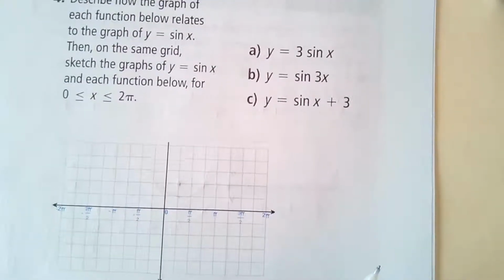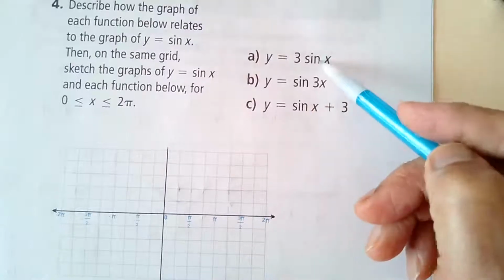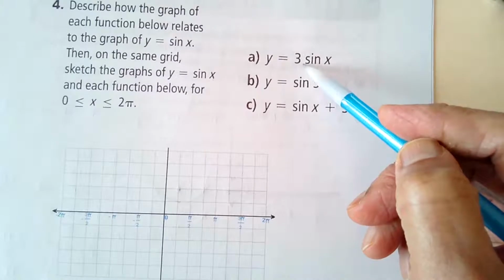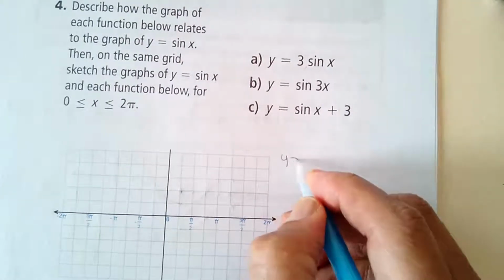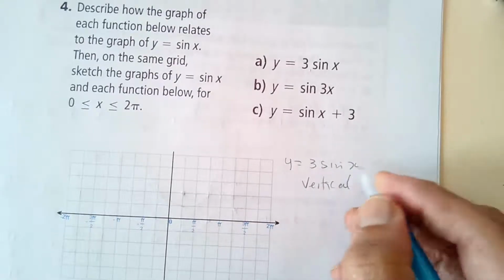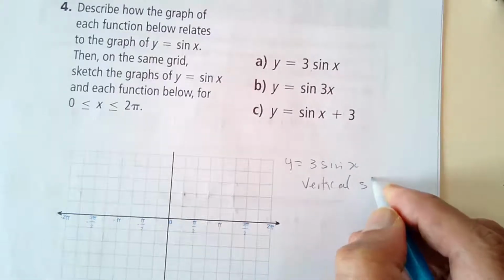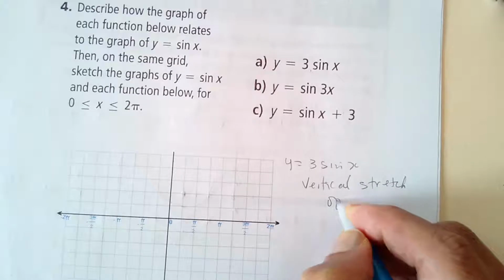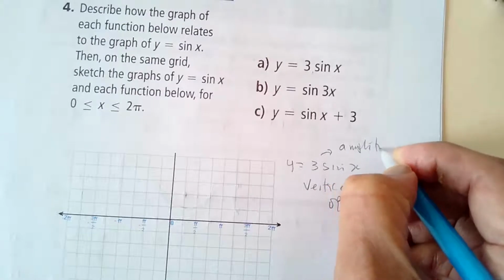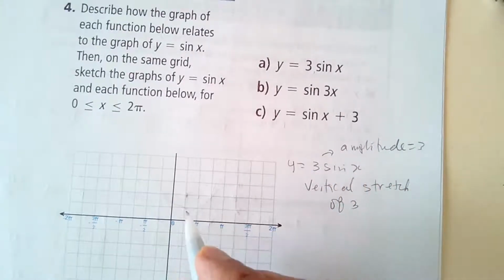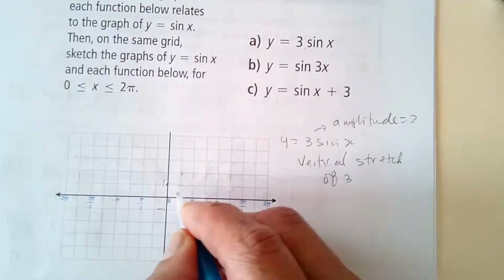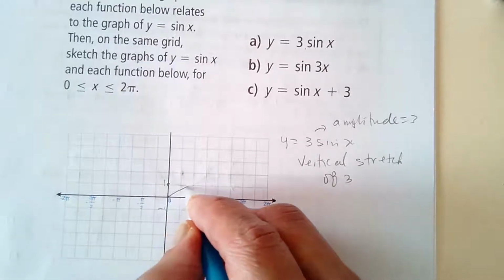Here's another set here. So for 3 sine x, we have an amplitude of 3. In other words, a vertical stretch of 3. So for y is equal to 3 sine x, we have a vertical stretch of 3, or the amplitude is 3. So if we were to look at our regular sine graph, we have 1 and -1 here. So our graph going up.